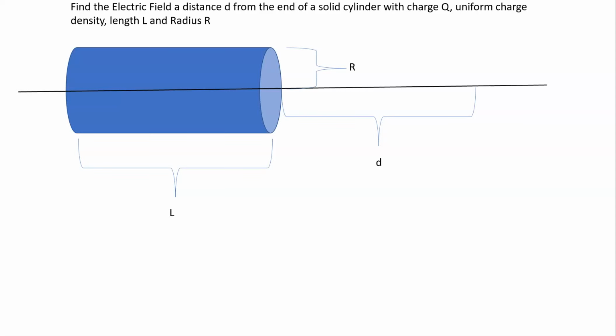Okay, so here we're going to find the electric field, a distance d from the end of a solid cylinder with charge q. Assume it's uniform and it's got some length L and radius r. Now, certainly one way to do this is to break this cylinder up into little tiny disks, find the electric field due to each disk, and then integrate over a bunch of disks.